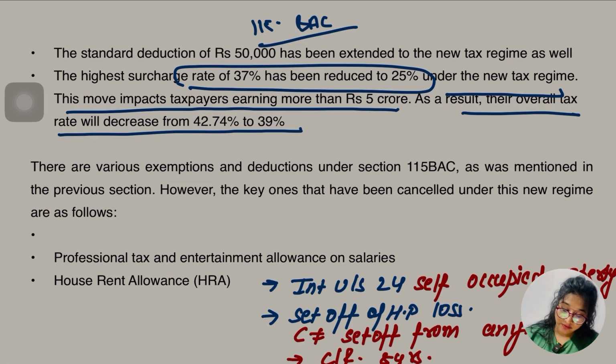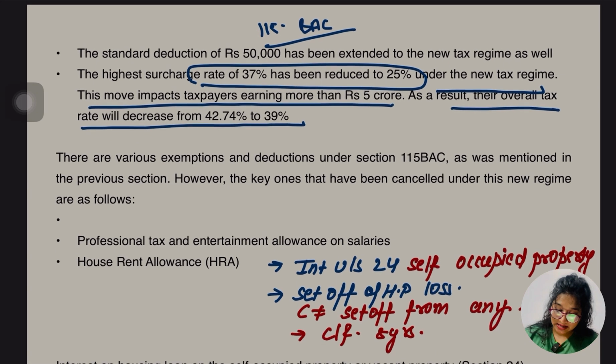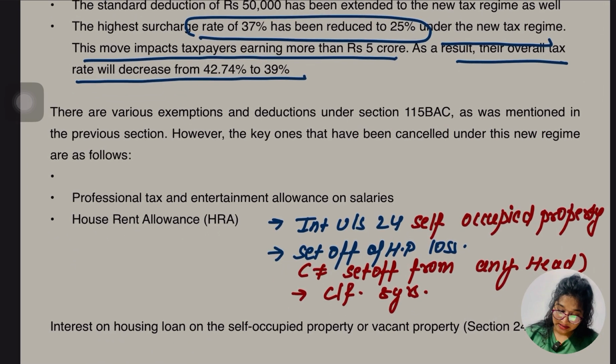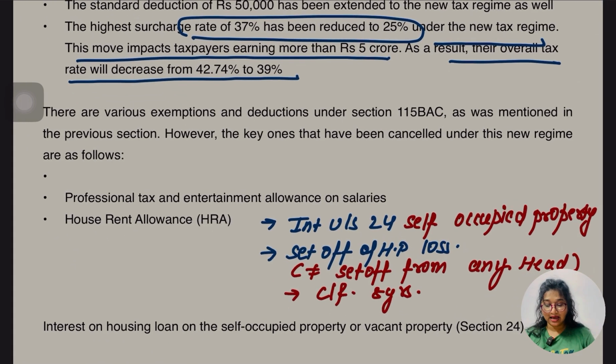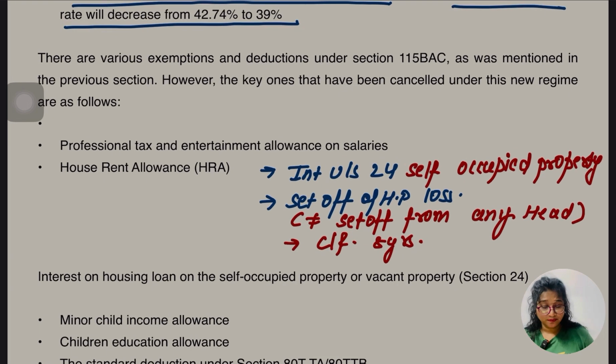ठीक है, there are various exemptions and deductions under section 115BAC as was mentioned in the previous section. However, the key ones that have been cancelled under the new tax regime are as follows. First of all, the professional tax and entertainment allowance. Let me take a highlighter guys. Okay, the professional tax and the entertainment allowance on the salary is not going to be allowable. ठीक है, earlier we know for government employees this was allowed, professional tax and all, but in this case this is not going to be allowed.